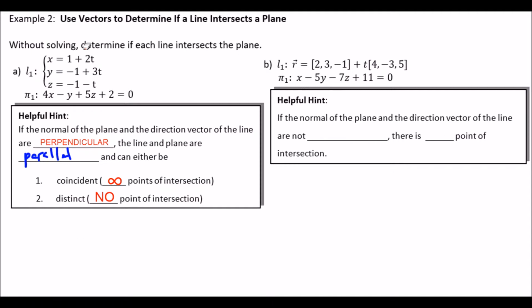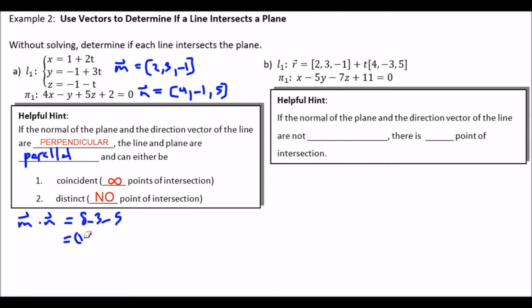So here, let's look at this. I can see my direction vector of my line is (2, 3, -1). My normal of my plane here is (4, -1, 5). So my normal dotted with my direction vector, if I do this here, I get 8 - 3 - 5, which gives me 0. So the direction vector dotted with the normal gives me 0. That means that L1 is parallel to plane 1.